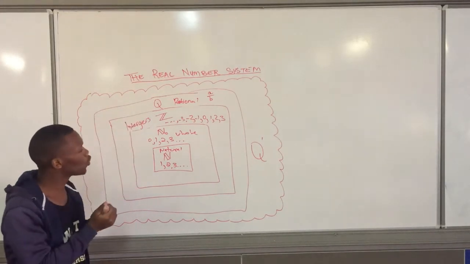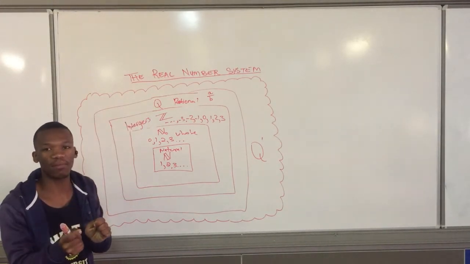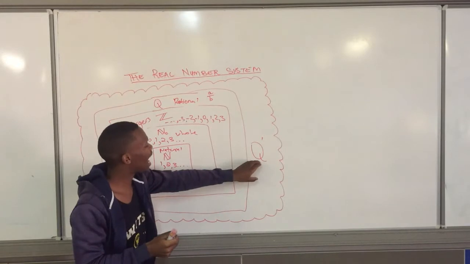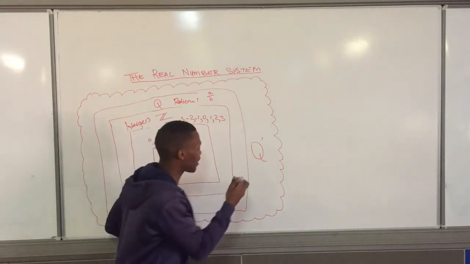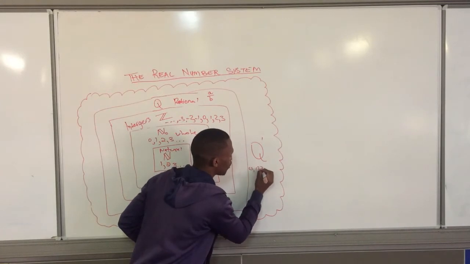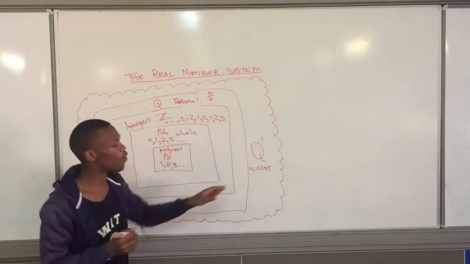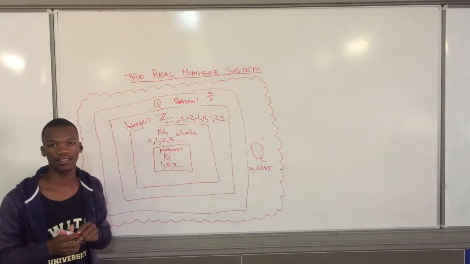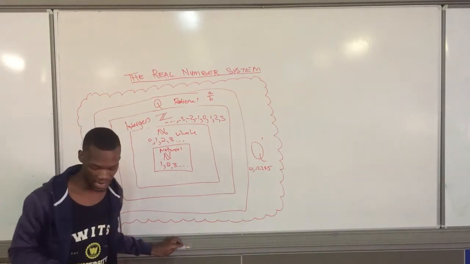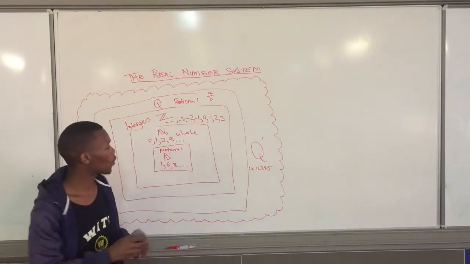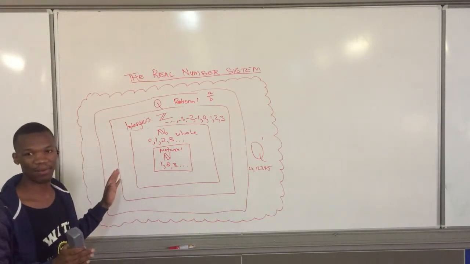Then from all those, you are going to move on to irrational numbers. These are those numbers that you cannot write as a fraction. For example, 0, 1, 2, 3, 4, 5. I don't think there's a way of writing this as a fraction, so it is referred to as an irrational number. We're going to move on. I hope you understand the real number system.